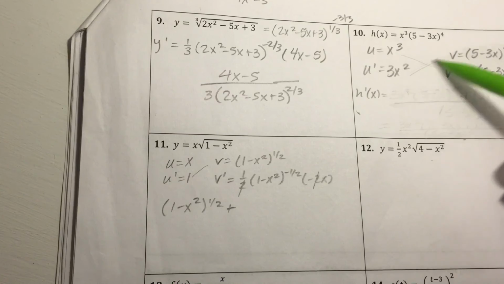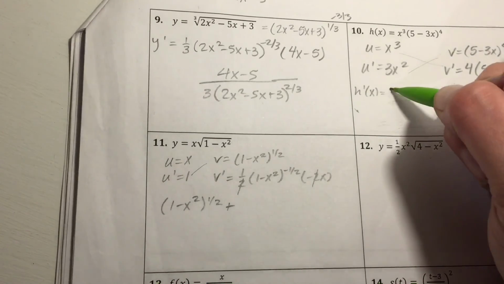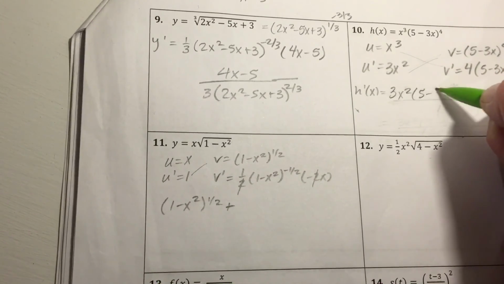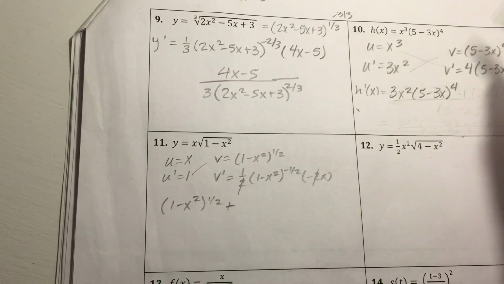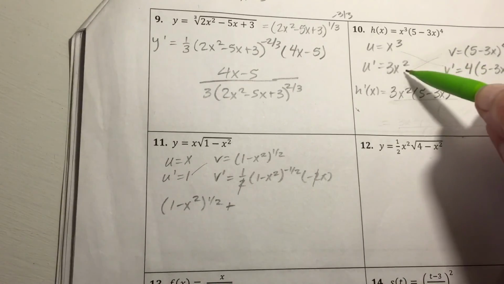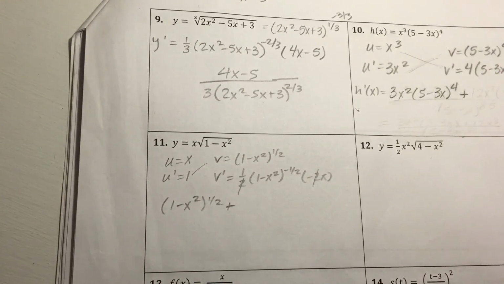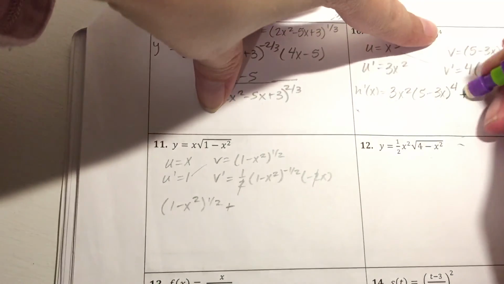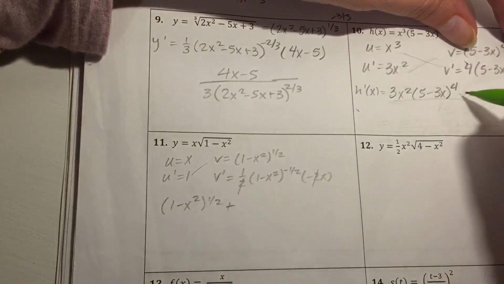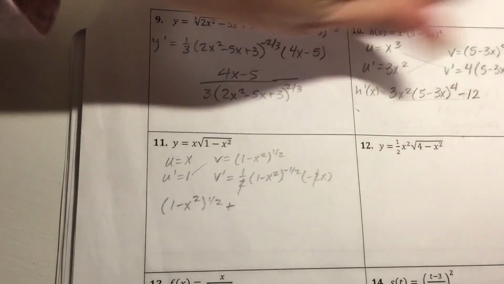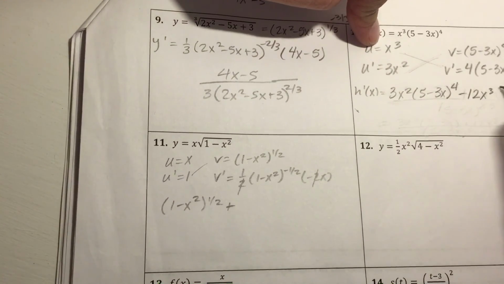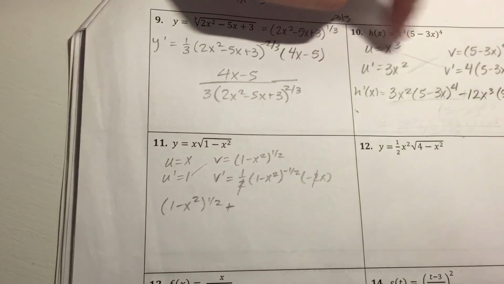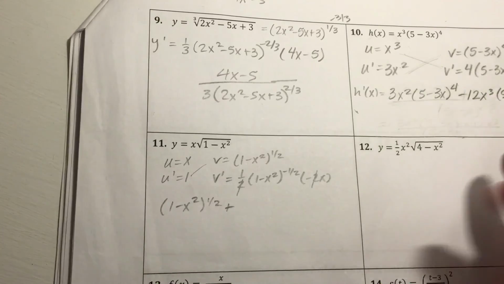Let's try that again. U prime v is 3x squared times 5 minus 3x to the 4th, plus v prime u, which is now -12. So that would just be minus 12 x cubed, 5 minus 3x cubed. And there is no b, so that's the answer. Sorry. Okay, all right, back to this one.